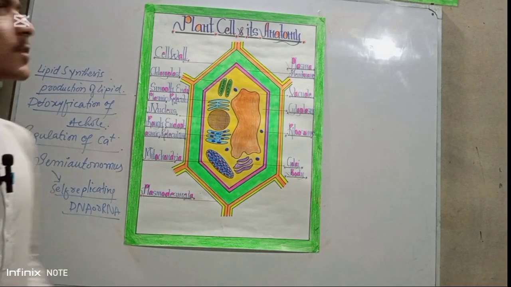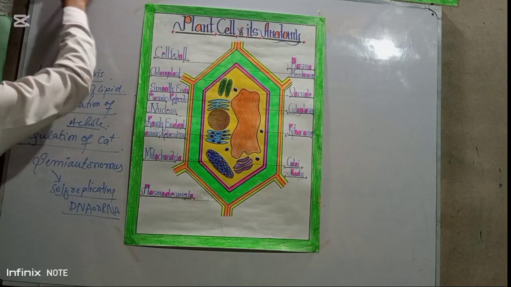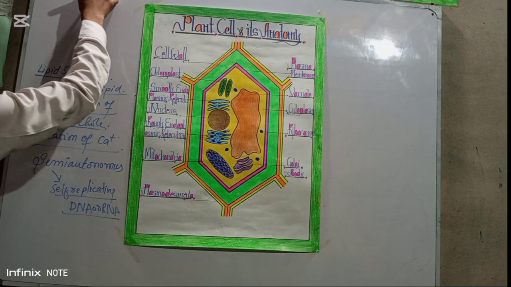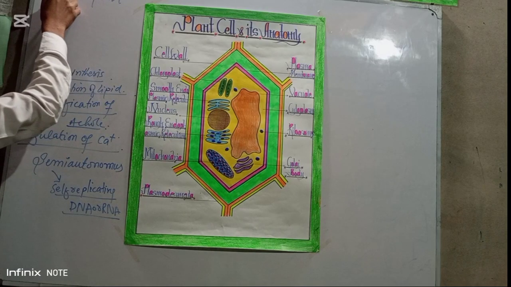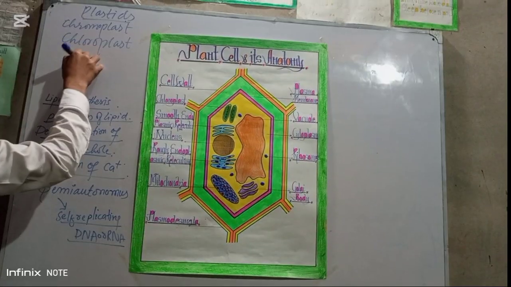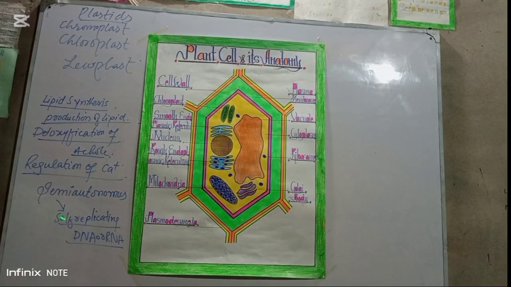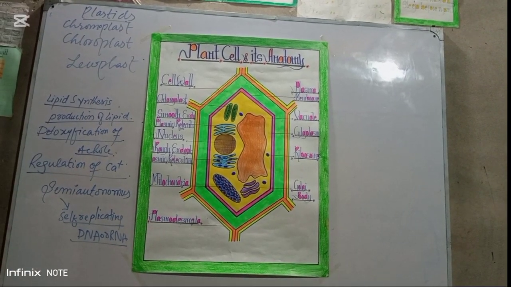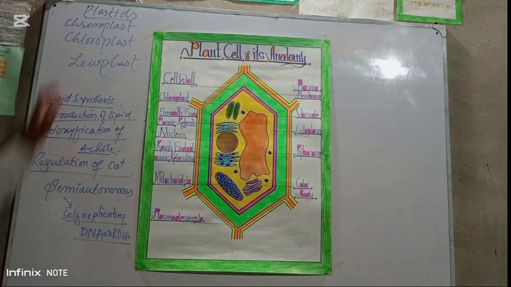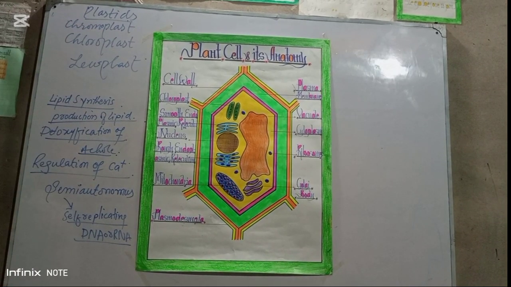And we discuss the plastids. Plastids are of three types: chromoplast, chloroplast, and leucoplast. Chromoplasts give different colors except green, like pink, yellow, and orange. These colors are given by the chromoplast.